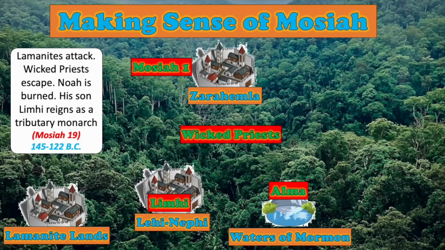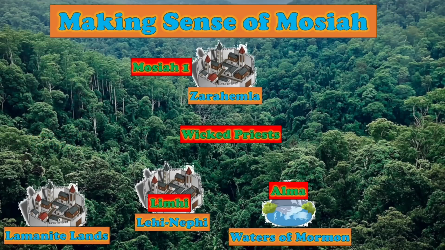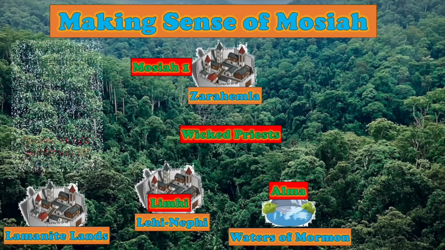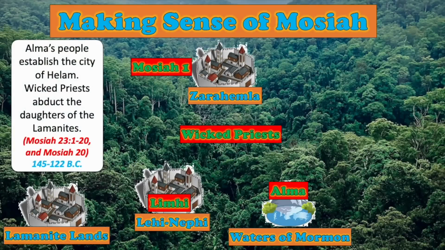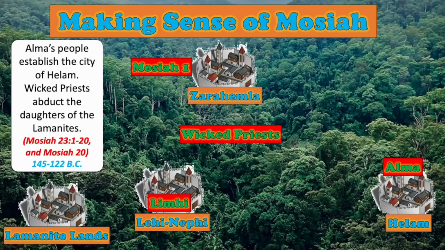In the meantime, while all of this has been happening, Alma has established a new city with his followers called the land of Helam. And there they are living in peace. That's described in Mosiah 23.